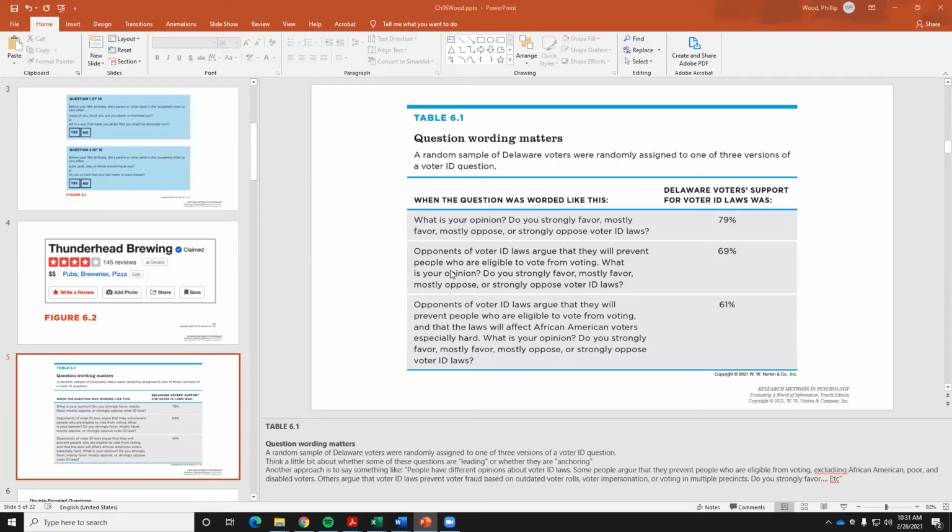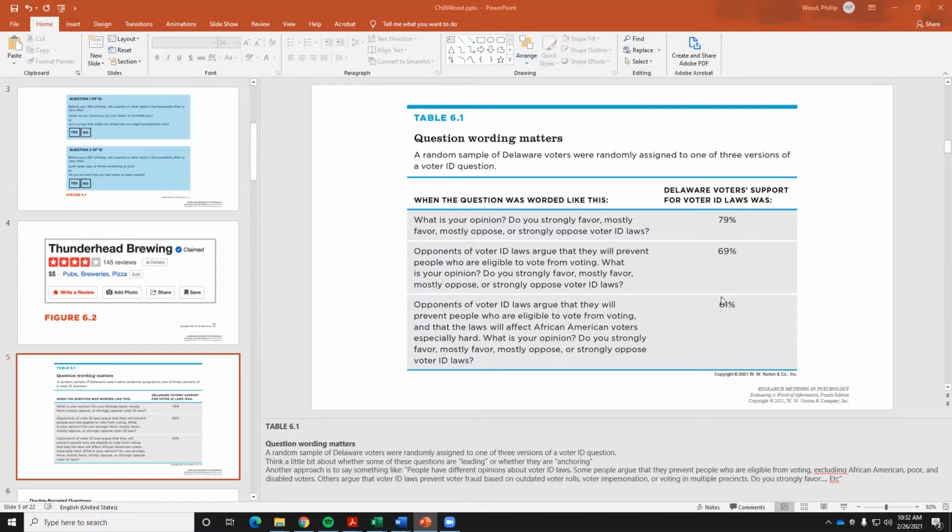It's really important to talk about how you word the question. Now, this is an example from the book where we're just saying, what's your opinion? Do you mostly favor, oppose, or strongly oppose voter ID? A second way to answer that question is: opponents of voter IDs argue they'll prevent people who are eligible from voting. And finally, opponents of voter ID laws argue they'll prevent people who are eligible to vote and that the laws especially differentially affect African American voters. What's your opinion?